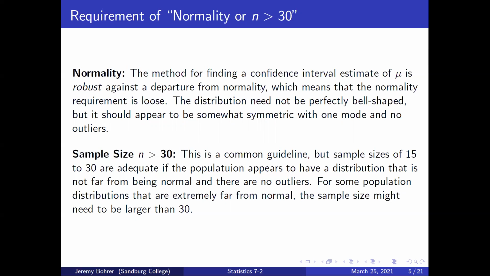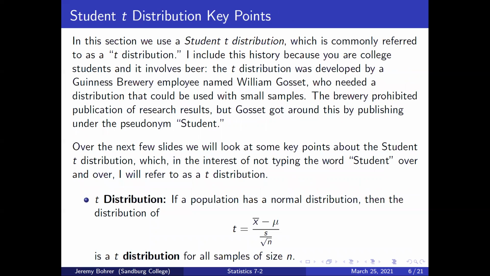Sample size n greater than 30. This is a common guideline, but sample sizes of 15 to 30 are adequate if the population appears to have a distribution that is not far from being normal and there are no outliers. For some population distributions that are extremely far from normal, the sample size might need to be larger than 30.